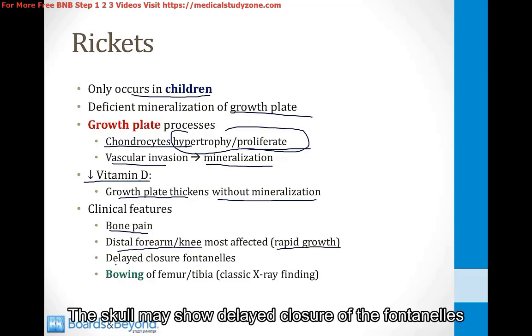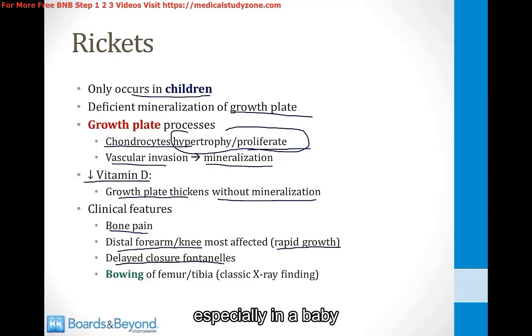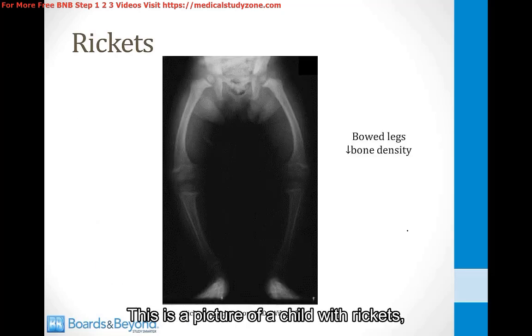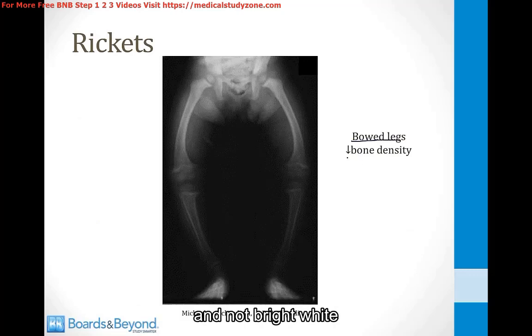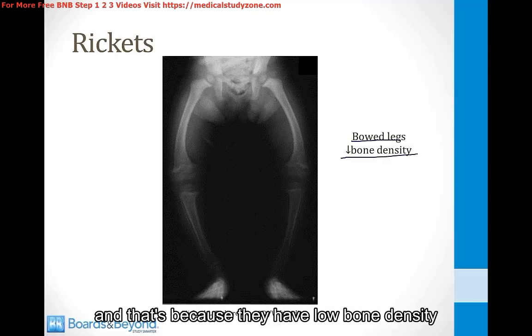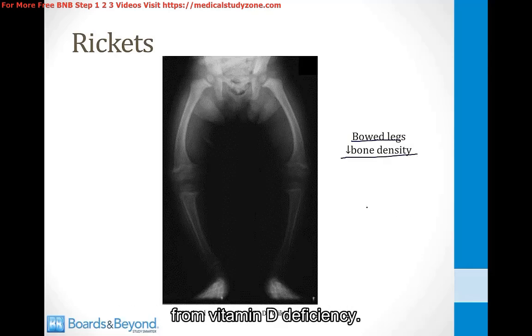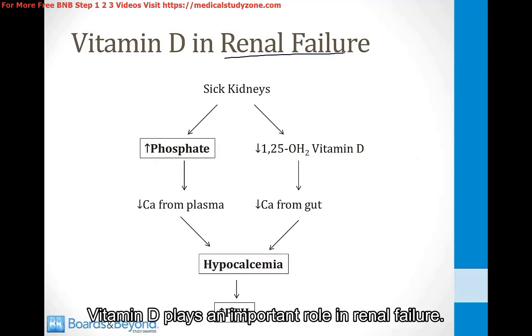The skull may show delayed closure of the fontanelles, especially in a baby, and then a classic X-ray finding is bowing of the femur and tibia. This is a picture of a child with rickets. You can see that the legs are bowed. They are also relatively pale and not bright white, and that's because they have low bone density from vitamin D deficiency.